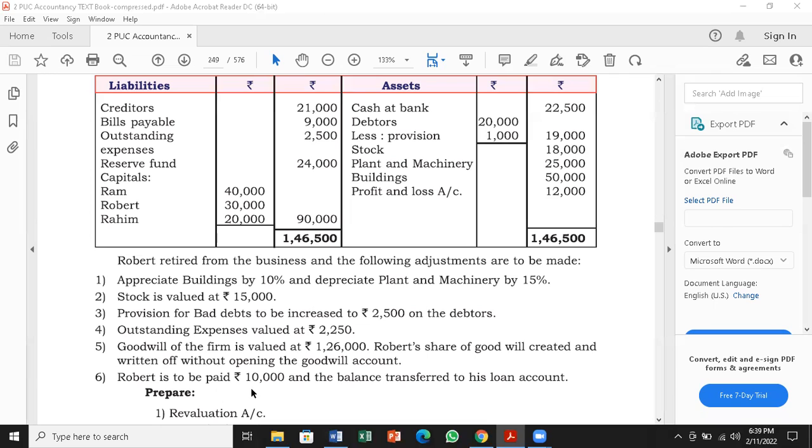We have to check if it is more or less. Fifth one, goodwill of the firm is valued at 1,26,000. You should underline the word firm. Firm means all the 3 partners together. Robert's share of goodwill created and written off without opening the goodwill account. So what we are doing as per AS 26. Last one, Robert is to be paid 10,000 rupees and the balance transferred to his loan account. So first payment of cash, then whatever the balance comes, that should be transferred to loan account.